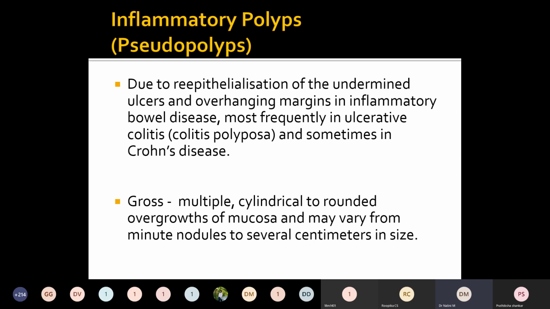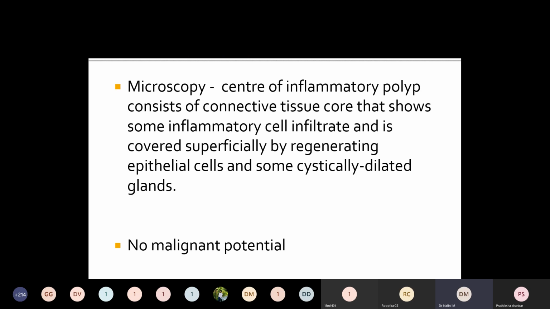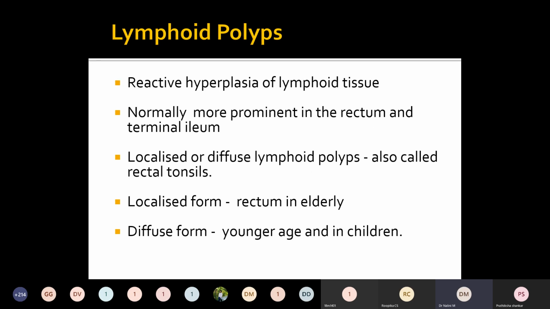Okay, and these are multiple rounded overgrowths of mucosa. Okay, and microscopically there is no fibrovascular core here. The center of the inflammatory polyp consists of a connective tissue core and some inflammatory infiltrate and covered by regenerating epithelial cells. That is most important, the regenerating epithelial cells and some cystically dilated glands.